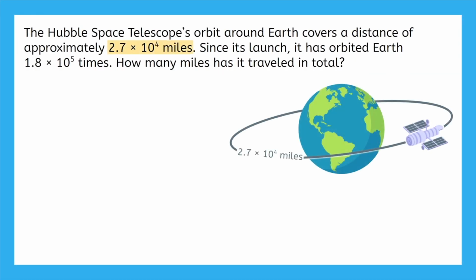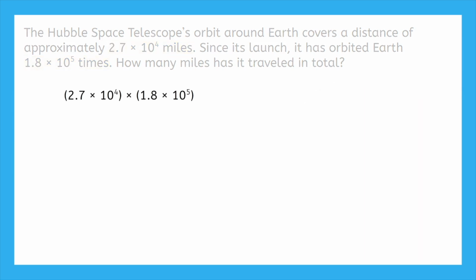Hubble's orbit is 2.7 times 10 to the fourth miles, and it's orbited Earth 1.8 times 10 to the fifth times. What math operation will tell us the total distance here? Multiplication. We'll multiply 2.7 times 10 to the fourth by 1.8 times 10 to the fifth. To simplify, it's really just four numbers multiplied together. And since multiplication can be done in any order, we can just rearrange them, grouping the coefficients, then the powers of 10. 2.7 times 1.8 is 4.86.